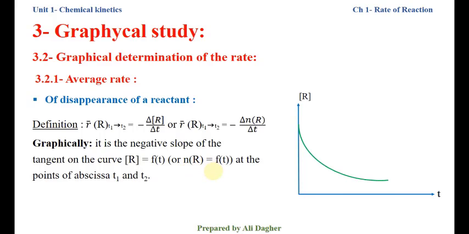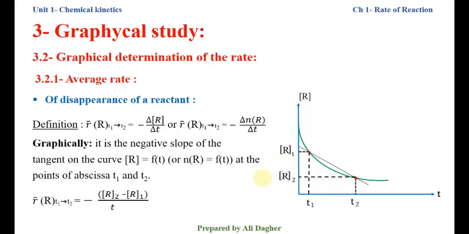On the graph, we determine the point of abscissa t1 and the point of abscissa t2. Then we draw the secant passing through these 2 points, and we determine the concentration for each point, and the average rate is minus delta concentration over delta t. That means minus (concentration 2 minus concentration 1) over (t2 minus t1).